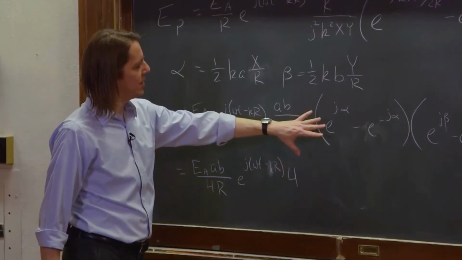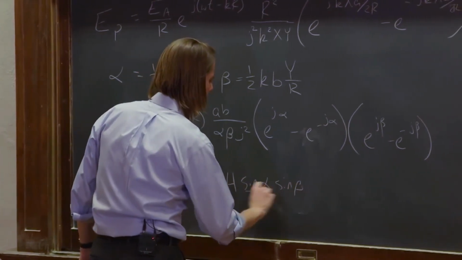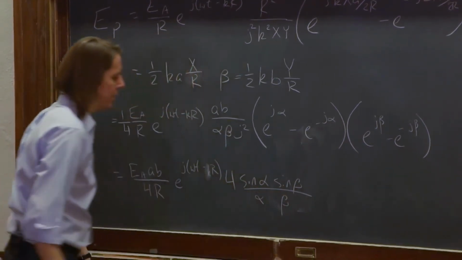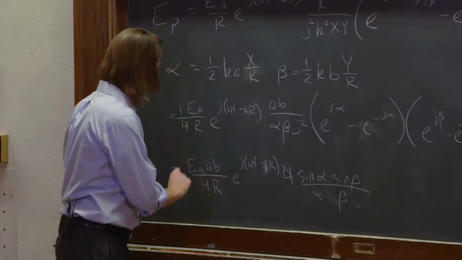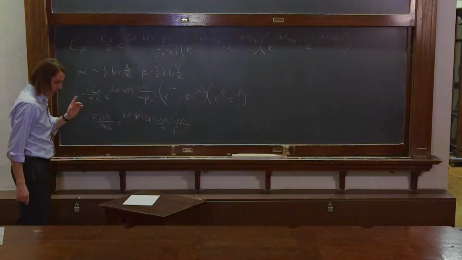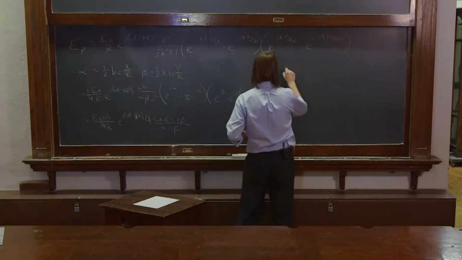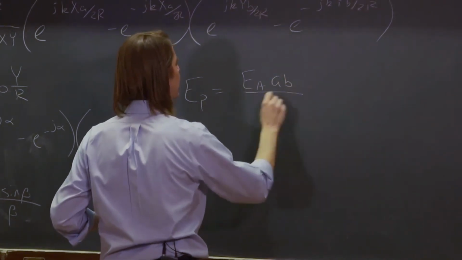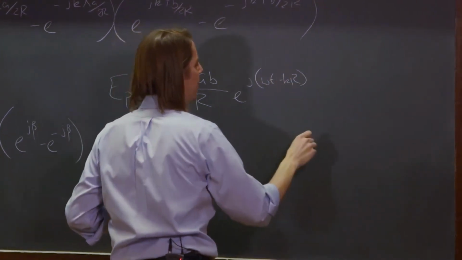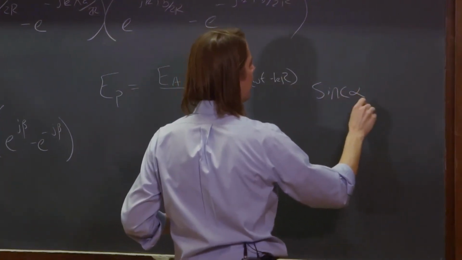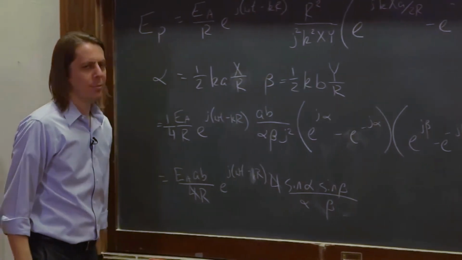It was 1 over 2j, which will turn into sine alpha, sine beta, over alpha and beta. All right. So when that 4 cancels that 4, we're going to end up with the nice version of this thing, which is the E at P, E A times the area of the slit over R, e to the j omega t minus kR, and then sinc alpha, sinc beta. Okay? Sine alpha over alpha, sine beta over beta.